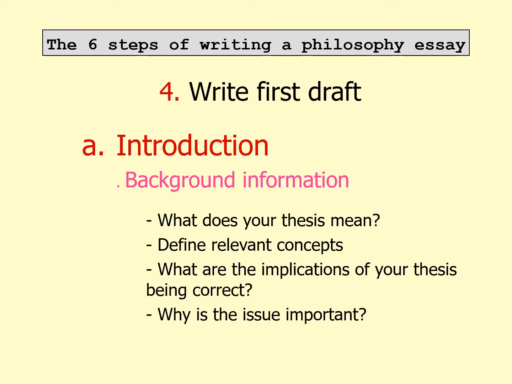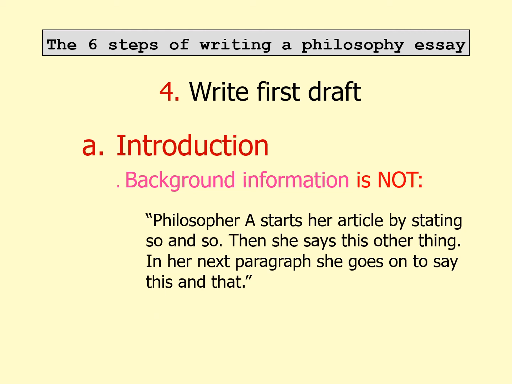So, in a critical philosophy essay, background information is not historical or biographical information about the philosopher whose ideas you're analyzing. Neither is background information meant to be a reproduction of the text you're writing about. Please don't write, Philosopher A starts her article by citing so and so. Then she says this other thing. In her next paragraph, she goes on to say this and that.